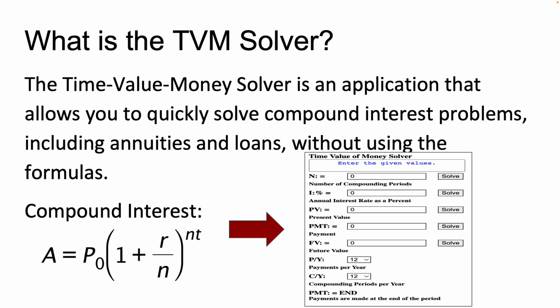The TVM solver, or the time value money solver, is an application that allows you to quickly solve compound interest problems, including annuities and loans, without using the formulas. I have another video where I go more in depth on how to use the TVM solver, and I'll link it in the description below.